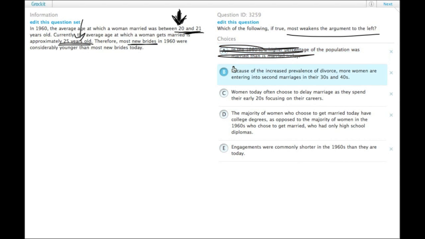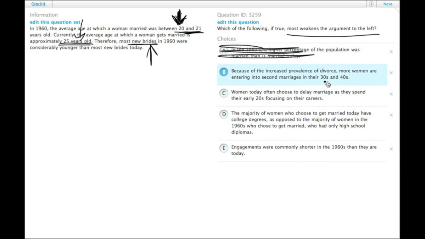So that's not it. B: because of the increased prevalence of divorce, more women are entering into second marriages in their 30s and 40s. So here is a way that we can increase the average and undermine the conclusion that the new brides were younger.